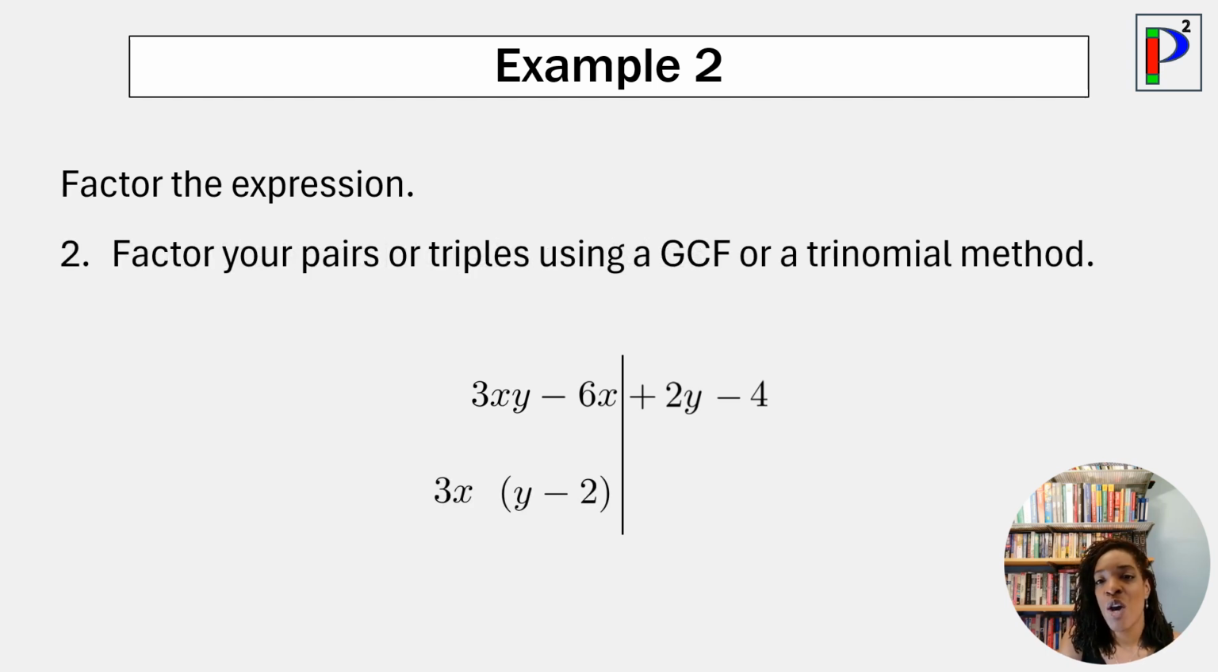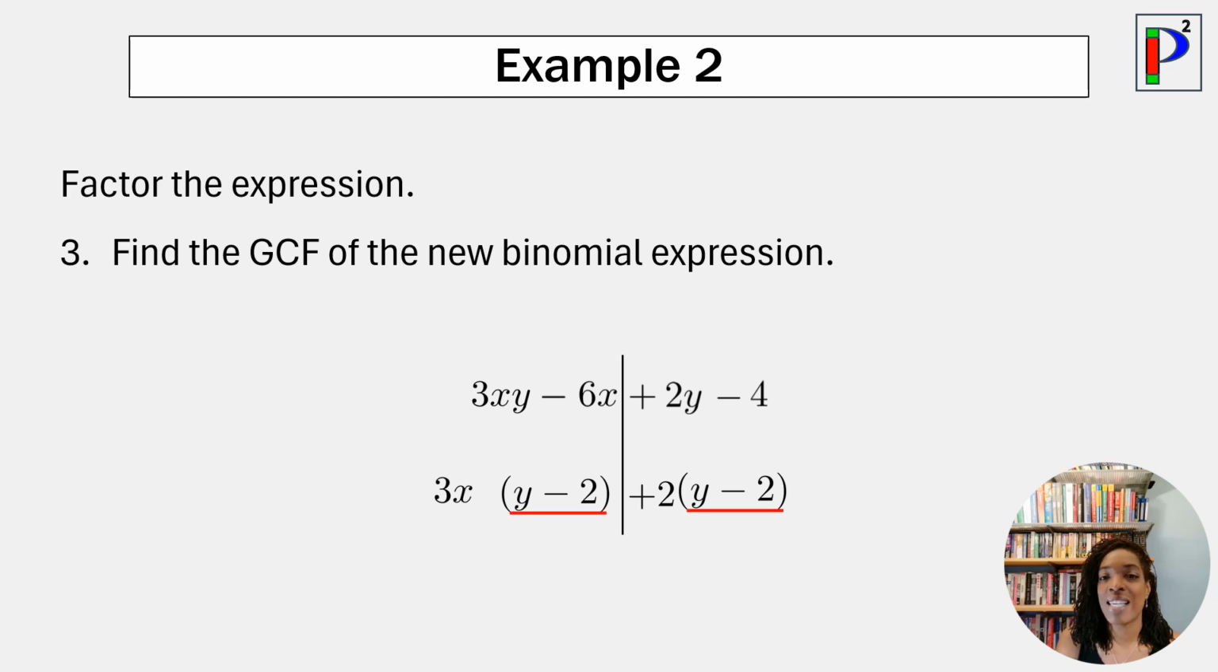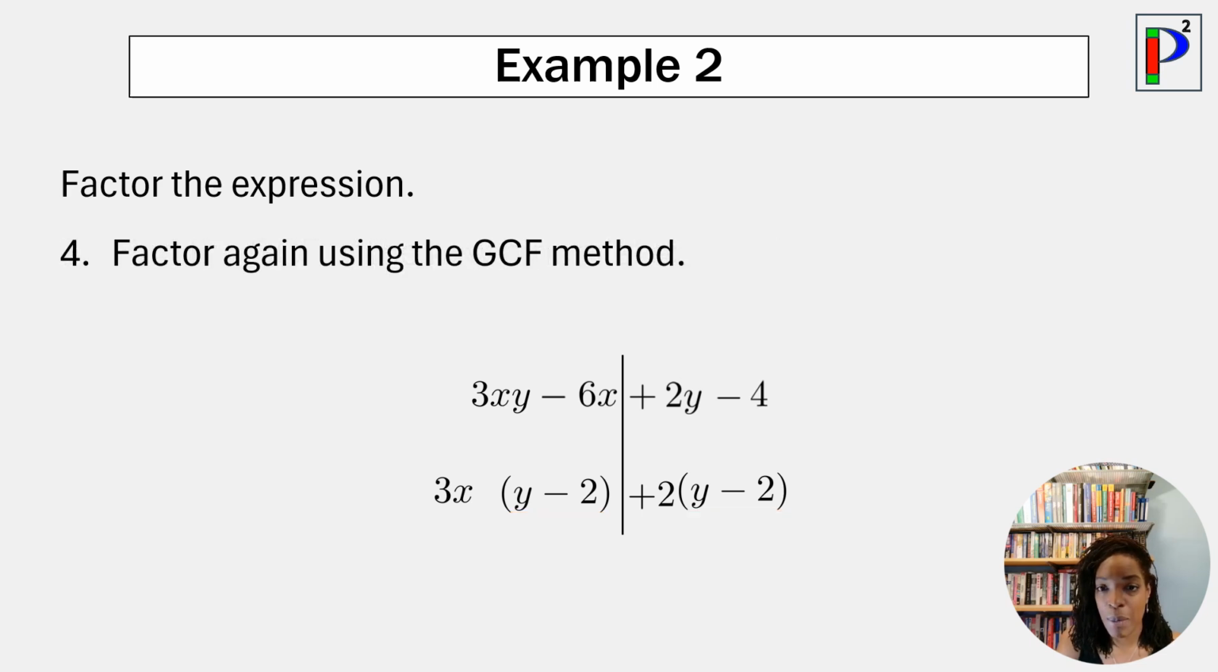Adding my helpful bar, I can clearly see that the terms on the left have a GCF of 3x, which leaves y minus 2. On the right side of my bar, I have a GCF of 2, which leaves y minus 2. Now I see y minus 2 as my GCF of my new binomial expression. Let's factor. I'll pull down my GCF, and on the left side of the bar, we have 3x. On the right side of the bar, plus 2, and we're done.